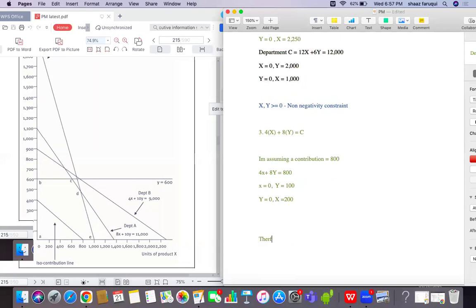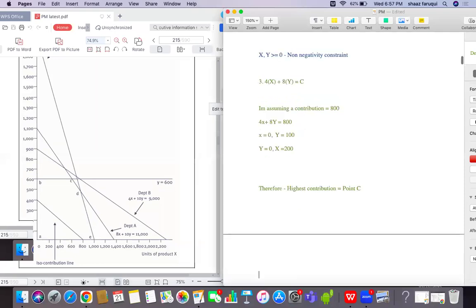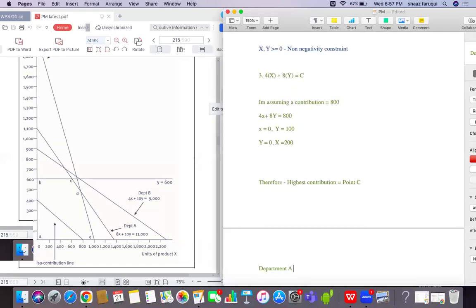Therefore, the answer is: the highest contribution is at point C. Where do which two lines meet? The Department A line and the Y demand constraint line meet. That is, it says that Y cannot cross 600.